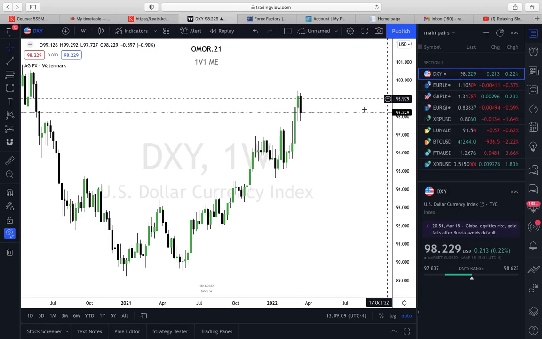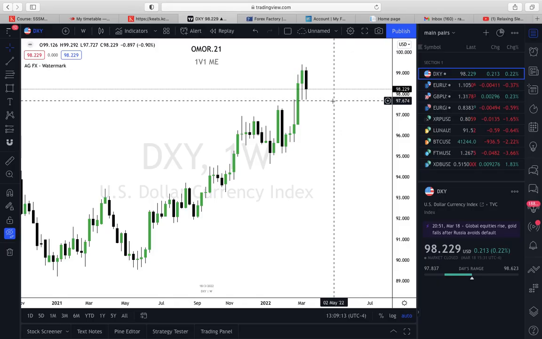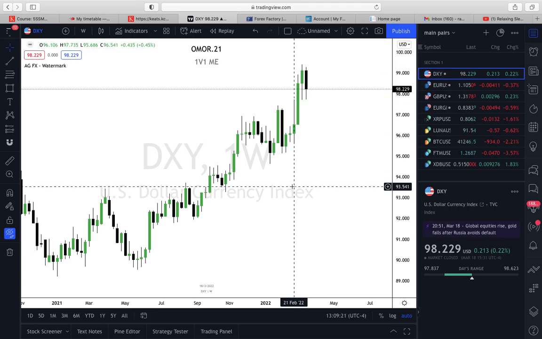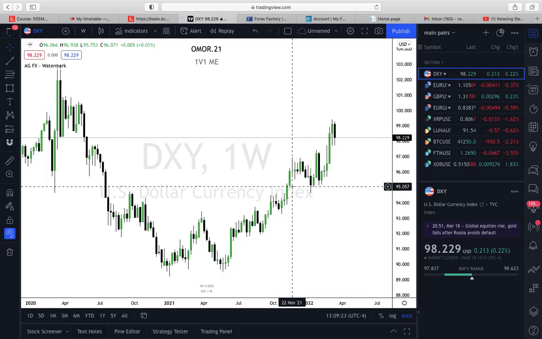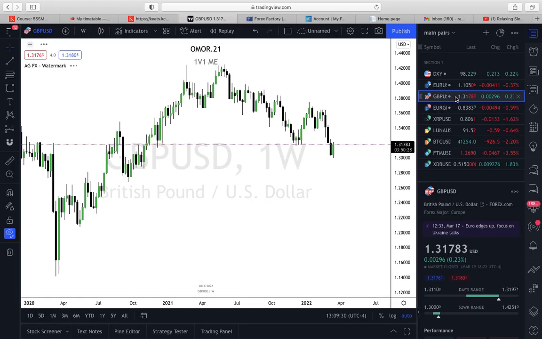Look at the DXY. We didn't really raid it. We didn't raid the low. If we traded lower than this low and we rejected heavily, I would have a strong bias for a bullish narrative. But we didn't do that on the DXY.